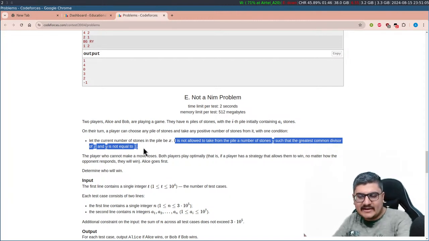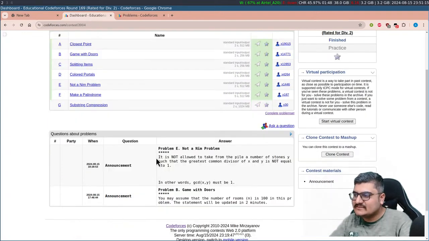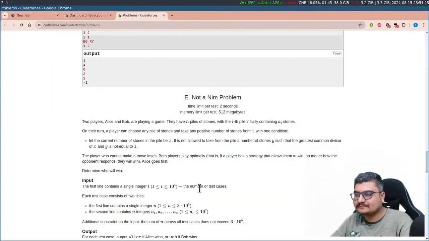It's a slightly complicated way to say it, but it says if you have x and you remove y stones from it, then the GCD of x comma y should be 1. So GCD should always be 1. The player who cannot make a move loses. Both players play optimally. That is, if a player has a strategy that allows them to win no matter how the opponent responds, they will win. Alice goes first. Who will win?